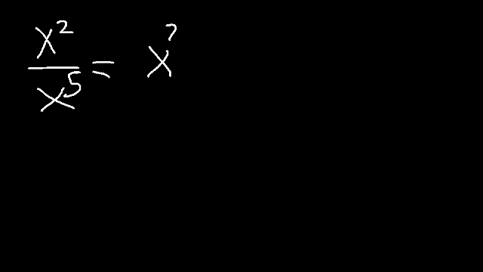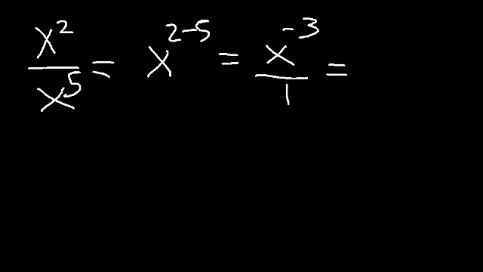Let's try this example. x squared divided by x to the 5th power. So we need to subtract the top exponent by the bottom exponent. So this is going to be 2 minus 5, which is negative 3. And whenever you have a negative exponent, you want to get rid of the negative sign. So if the negative exponent is on top, move the x variable to the bottom, or to the denominator of the fraction. So this is going to be 1 over x cubed.